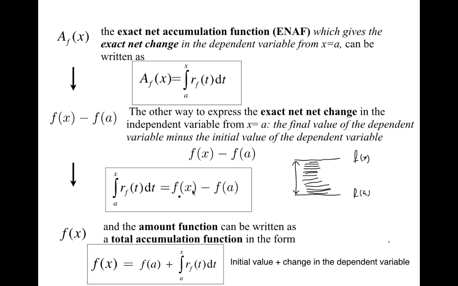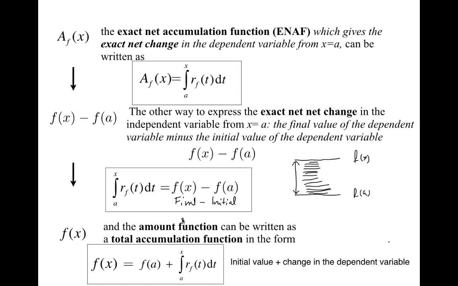You have the final value, this is final minus initial. You calculate, or you have the formula for the same thing two different ways. So they have to be the same, right? Two ways, you have the formula, so same quantity. That gives you the net change in the dependent variable as well, right? F of x minus f of a, final minus initial, so they are the same.